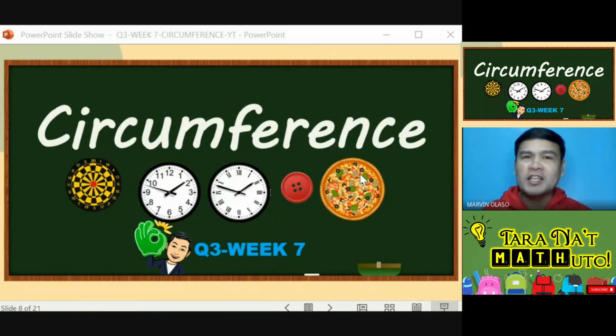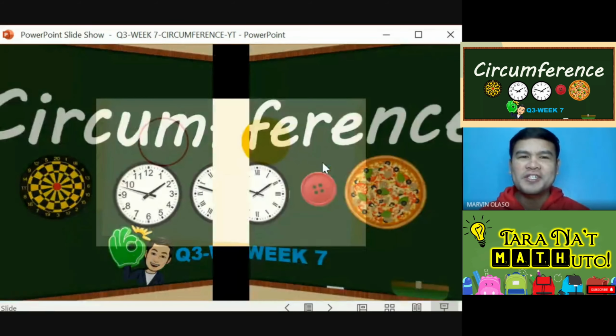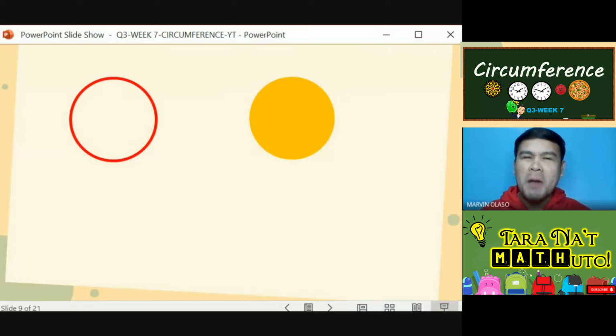Again, today, I'll be discussing about the circumference. Look at these figures. What do these two figures indicate? Can you identify it? Yes, the first figure refers to the part of the second figure. And this we call circumference. And the second figure is circle.